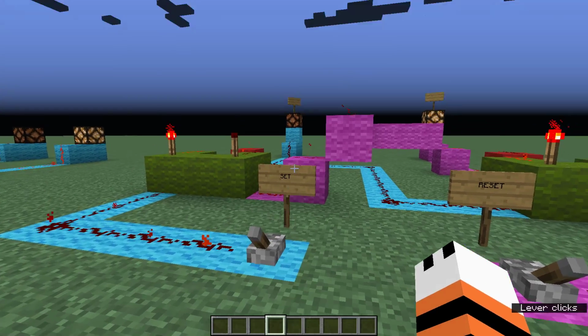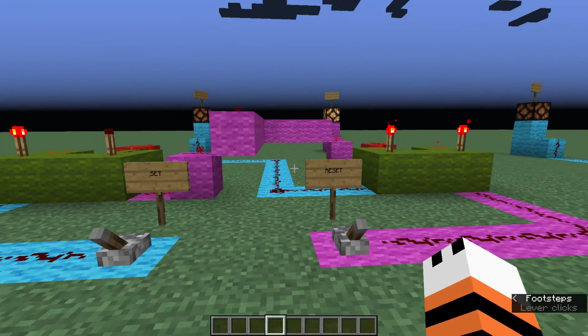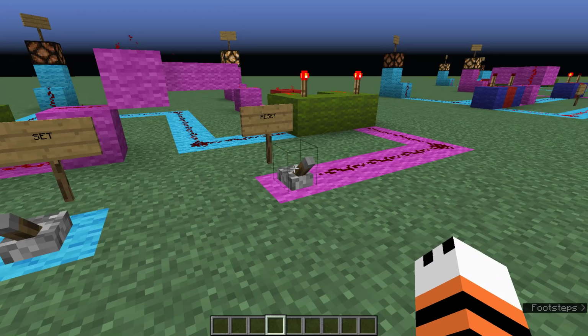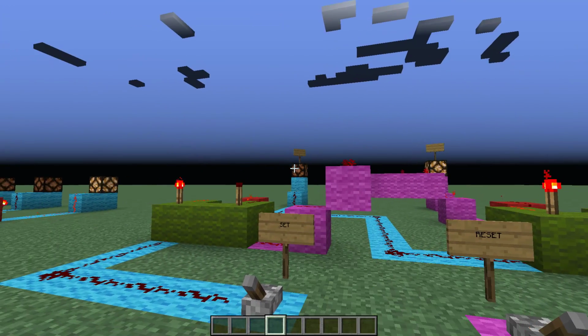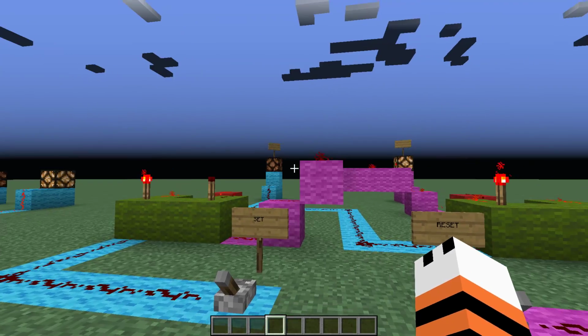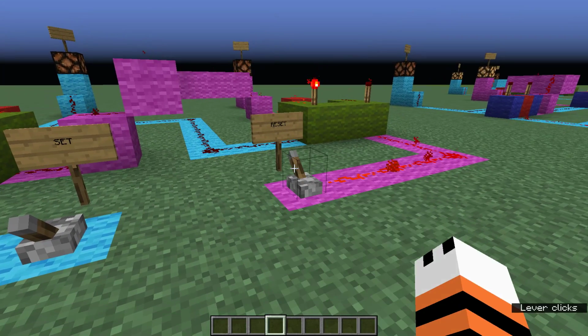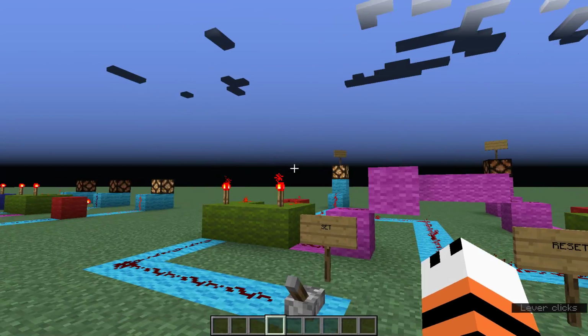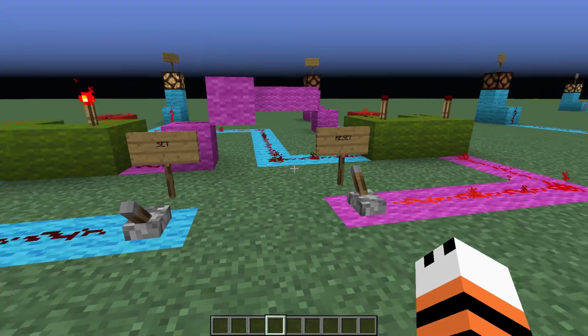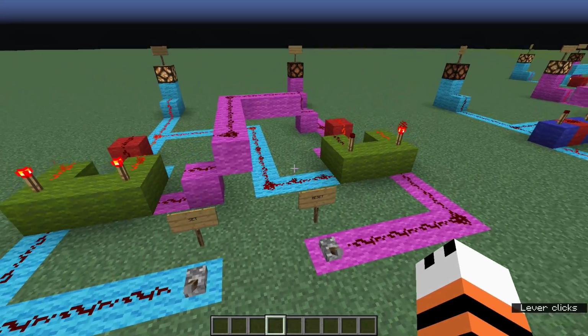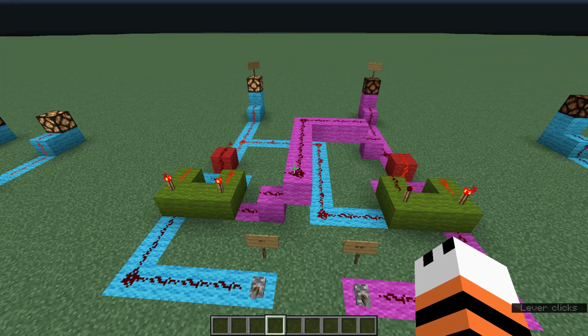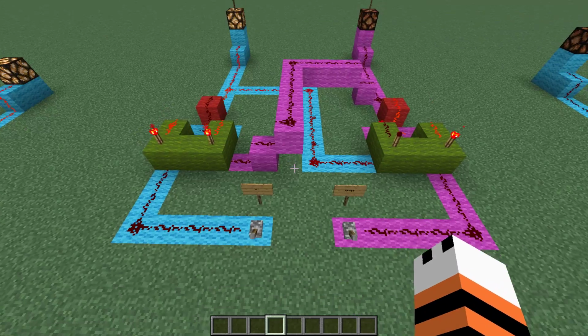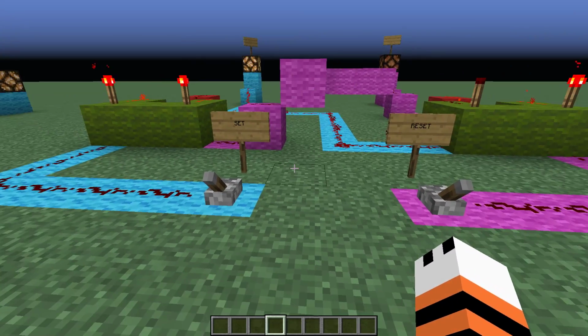Then when I turn set off, it holds the memory. And when I move over here and turn reset on, watch that lamp and that lamp. Q is on and Q bar is off. When I reset it, Q turns off and Q bar turns on. So there's the NOR latch, which is also known as the SR latch, for set reset.